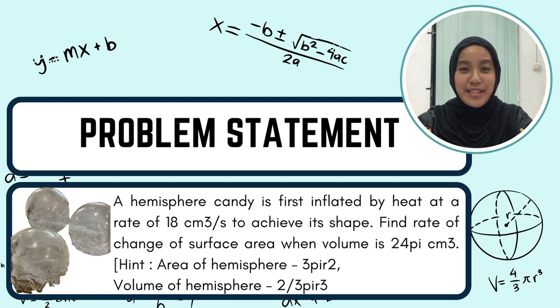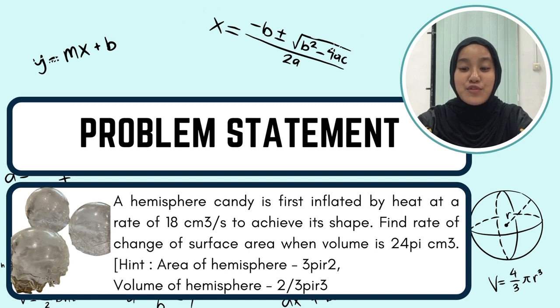In this problem statement, it is stated that a hemisphere candy is first inflated by heat at a rate of 18 cm³ per second to achieve its shape. In this first sentence, we can know that 18 cm³ per second is the dV/dt, and it is a positive dV/dt because of the word inflated.